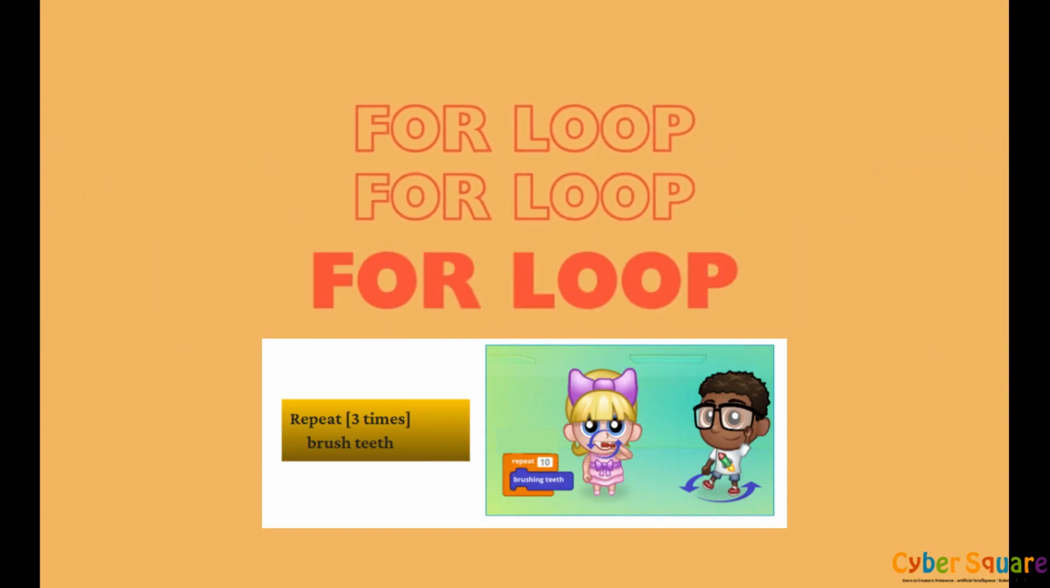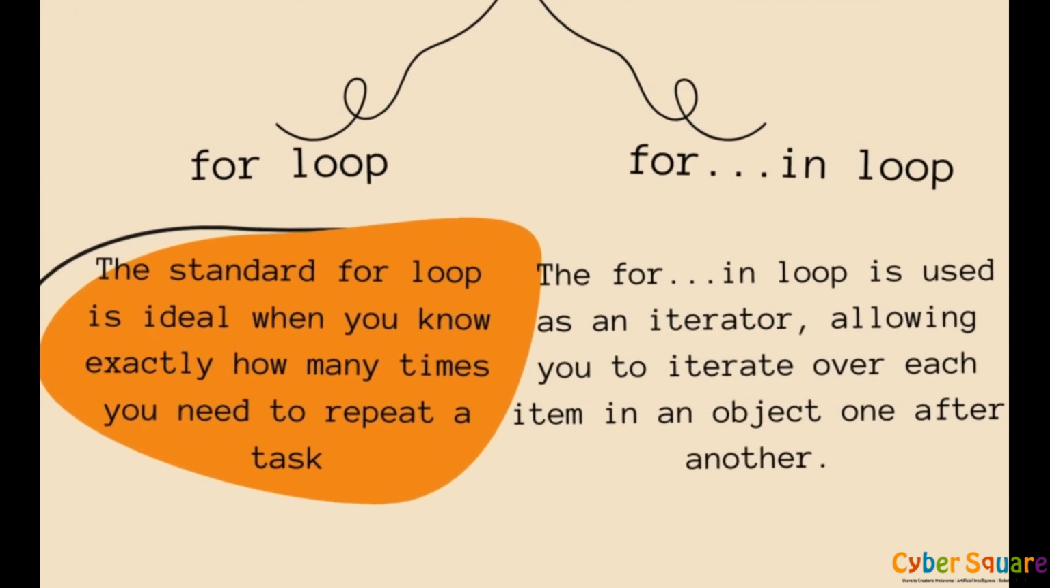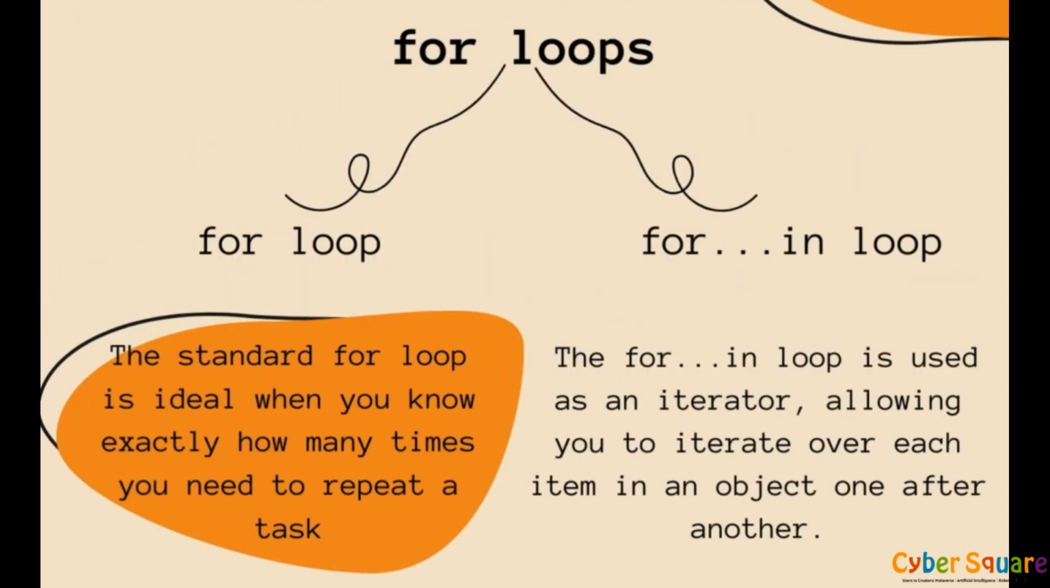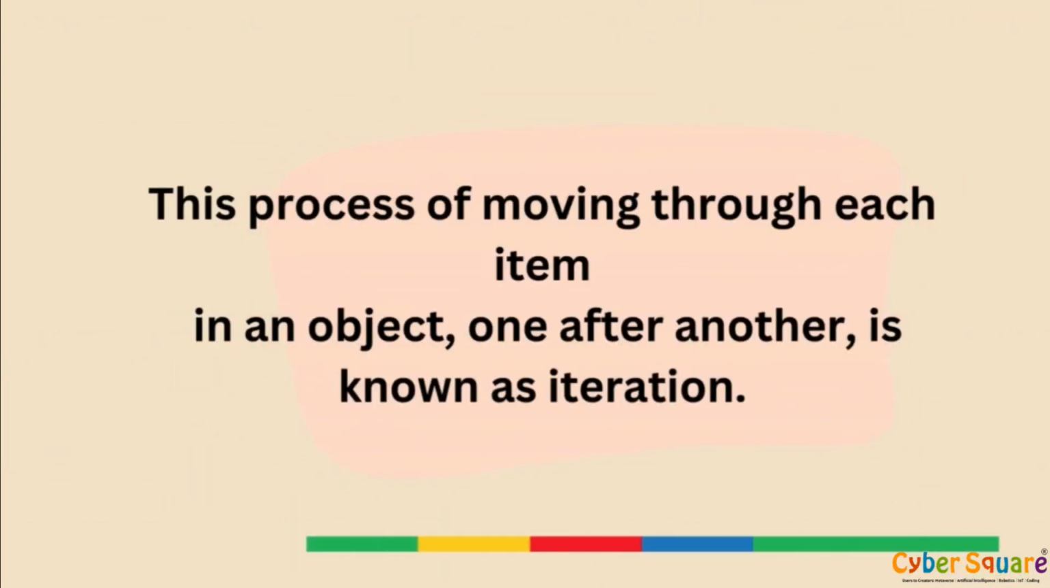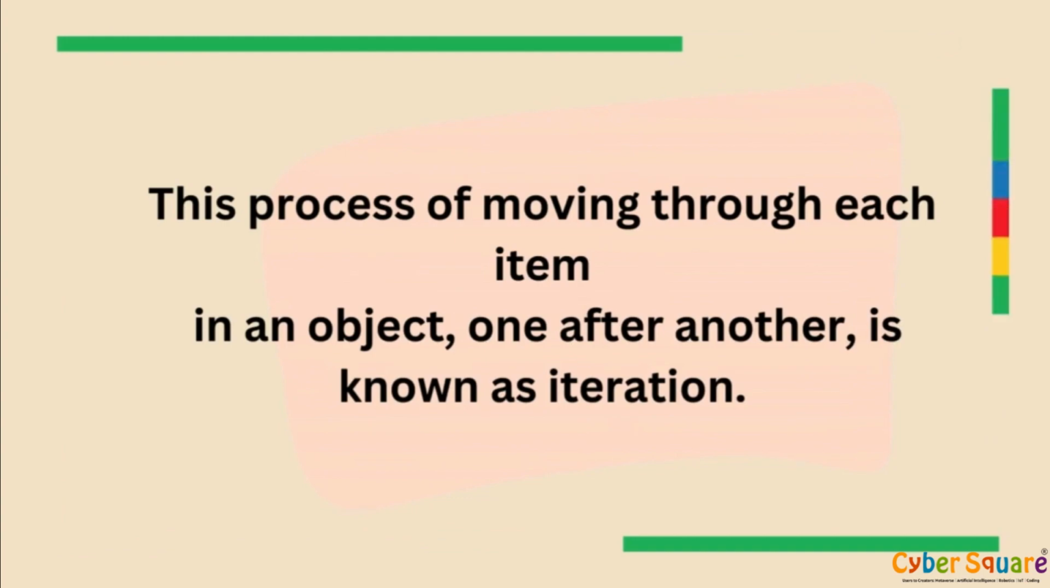Moving next, for loop. JavaScript offers two types of for loops, the standard for loop and the for in loop. The standard for loop is ideal when you know exactly how many times you need to repeat a task. On the other hand, the for in loop is used as an iterator, allowing you to iterate over each item in an object one after another. This process of moving through each item in an object, one after another, is known as iteration.